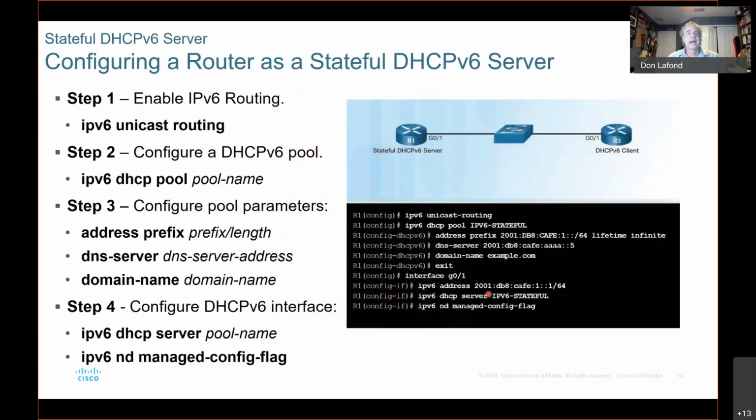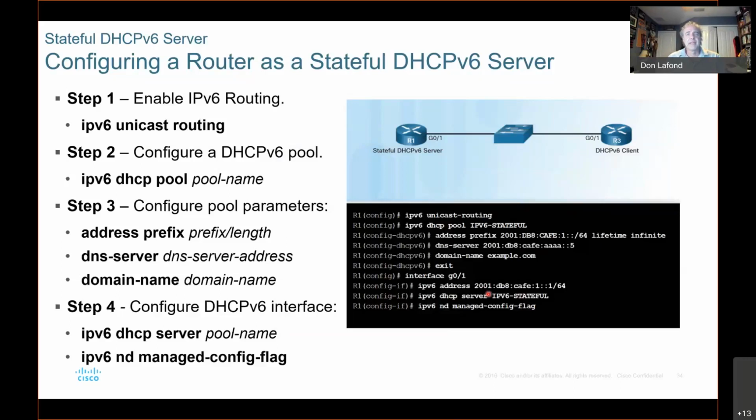Okay, don't forget configuring the router as a stateful DHCP server. Now this goes back and looks an awful lot like what we did a moment ago. We have to set the IPv6 unicast routing, do it again and again and again, practice. Then give it a name, the IPv6 DHCP pool, and it'll go into interface configuration mode, and then you have to configure the pool parameters.